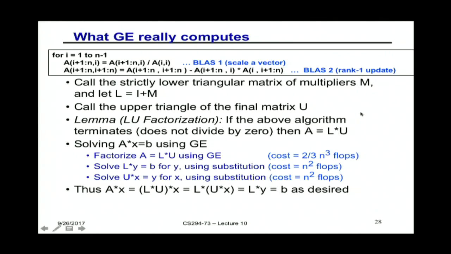So then what does this GE really compute? What are the operations? What's the memory access? We can see that very shortly. So this operation is BLAS1, then BLAS2, right? Then you wrap around into n columns. We call this the strictly lower triangular part of the matrix. The multipliers make up what we call the L matrix, which is just the identity matrix plus all the multipliers, so that's I plus M. And the upper triangular matrix is just the U.